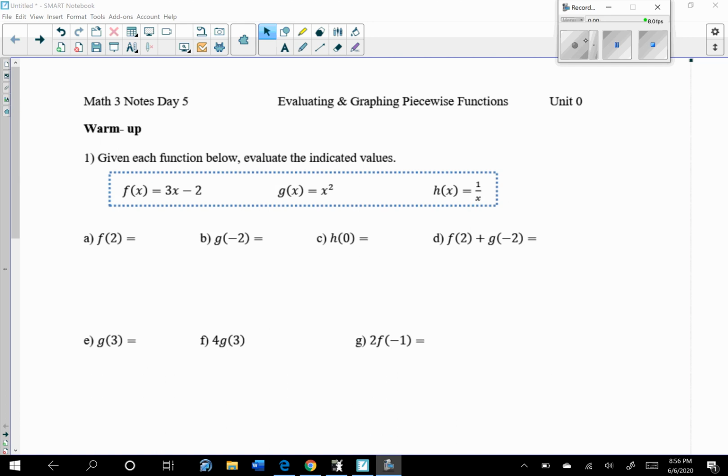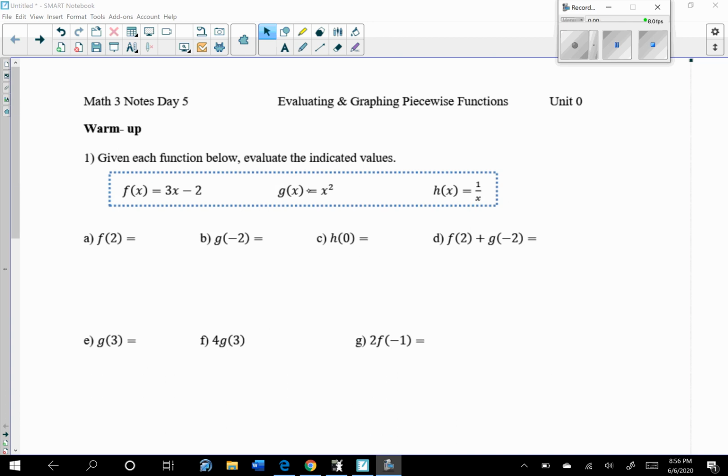Evaluating and graphing piecewise functions. First, we're going to do the warm-up. For this warm-up, go ahead and complete it on your own, and when you're done, you can unpause the video and we'll look at the answers. Given each function below, we're going to evaluate the indicated values.